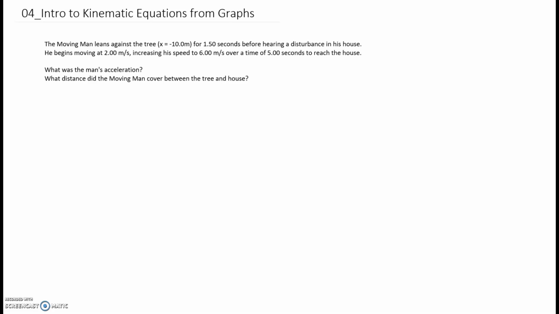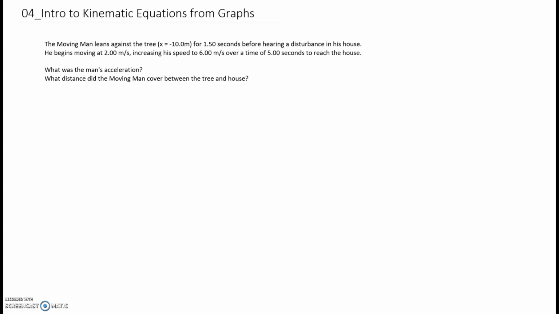To introduce our next section, let's look back at what we've done so far. We've described motion with words, we've described motion with graphs, and now I'd like to transition from graphs into our third section of describing motion with equations. To do so, let's revisit the moving man.